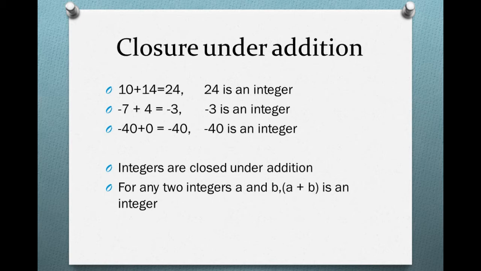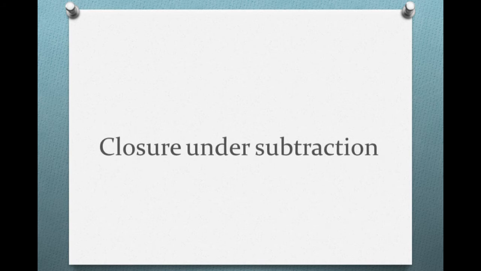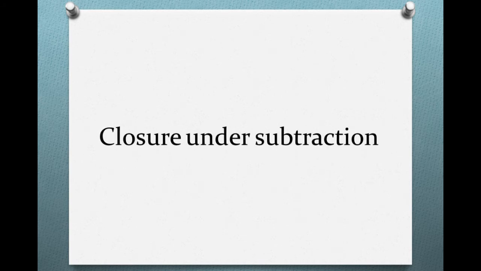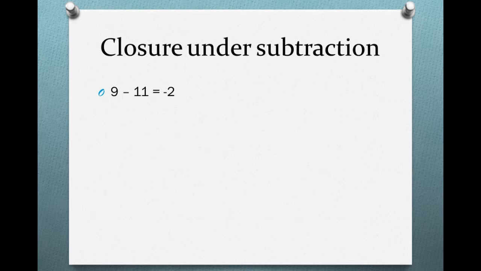Next, we will discuss closure under subtraction. Here we can see what happens when we subtract an integer from another integer. Observe these examples and see whether the difference is an integer or not. 9 minus 11, which is -2. Here 9 is an integer, 11 is an integer, and its difference -2 is also an integer.